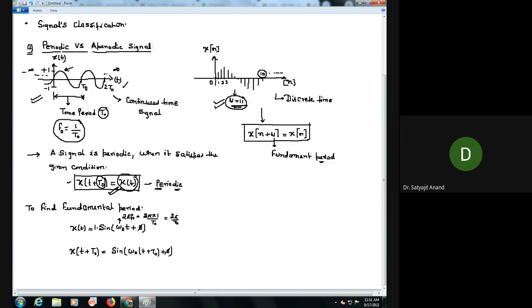If this is the condition of periodicity, it means x(t plus T naught) must be equal to x(t), means LHS must be equal. If LHS is equal, then RHS must be equal. So when RHS will be equal, we got here sine omega naught t plus phi, and if you simplify the other, that gives you omega naught t plus omega naught T naught plus phi.